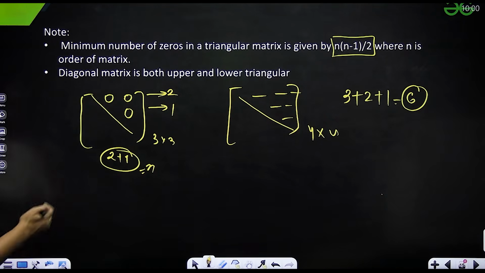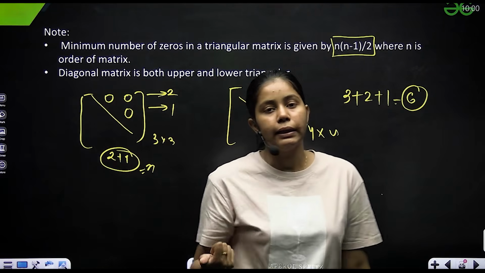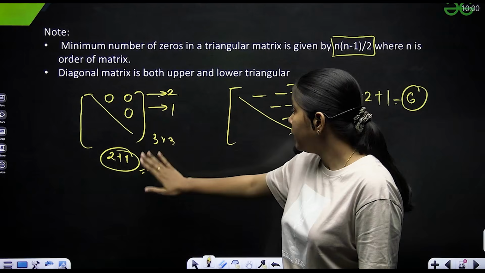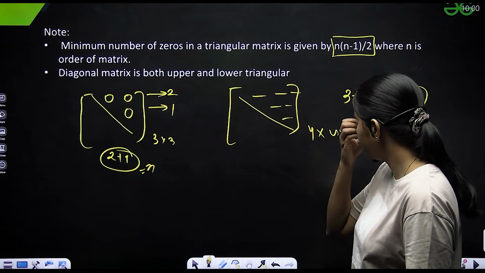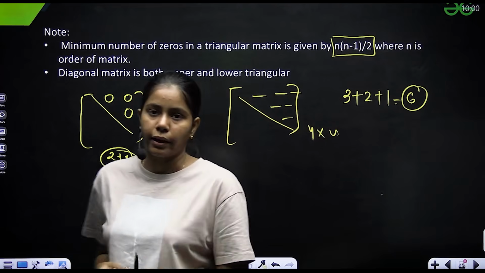Right? A diagonal matrix is both upper triangular and lower triangular. That I already told you. Similarly, a null matrix is both upper triangular and lower triangular. Right? So we have discussed the properties of upper and lower triangular matrices.